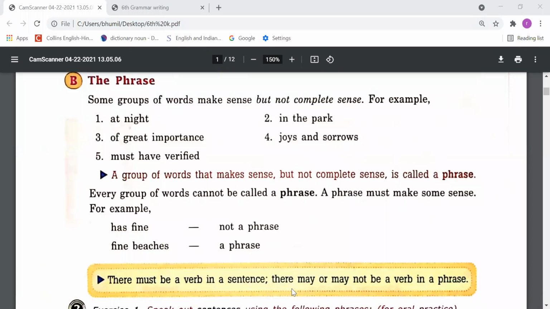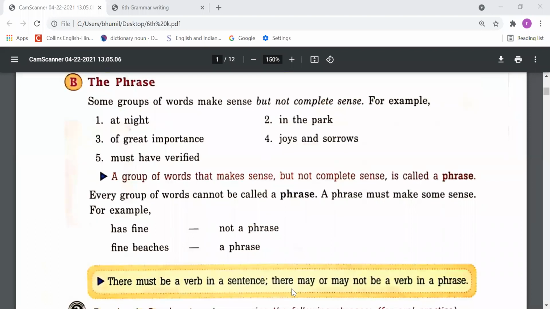There must be a verb in a sentence; there may or may not be a verb in a phrase. So, dear students, secondly, we have to understand first is sentence and second is phrase. In both the terms, we use words. But when there is a group of words which gives complete meaning and complete sense, that is called a sentence. But when there is a group of words which gives incomplete meaning, incomplete sense, that is called a phrase.